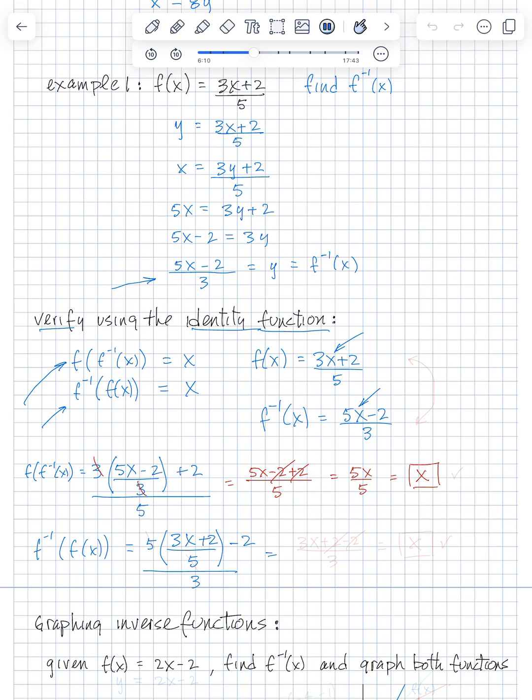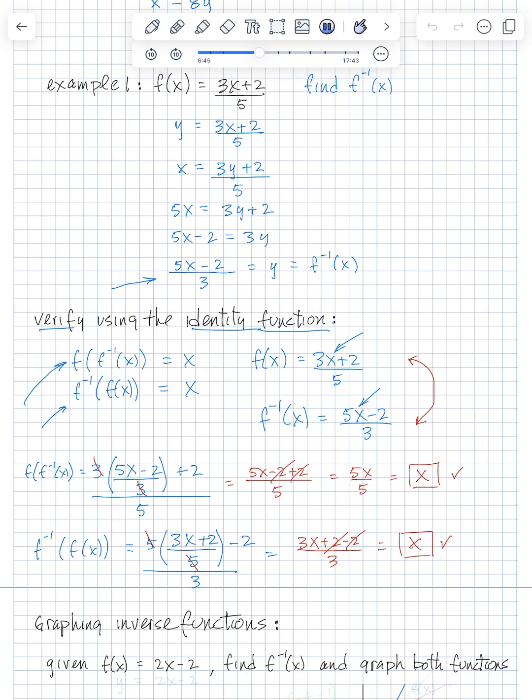Okay, so just like in the previous one, we're going to cancel the 5's. We have 3x plus 2 minus 2 over 3. Plus 2 and minus 2 cancel each other. We have 3x over 3, which is equal to x. So both of these check, which means that these two functions are inverses of each other.